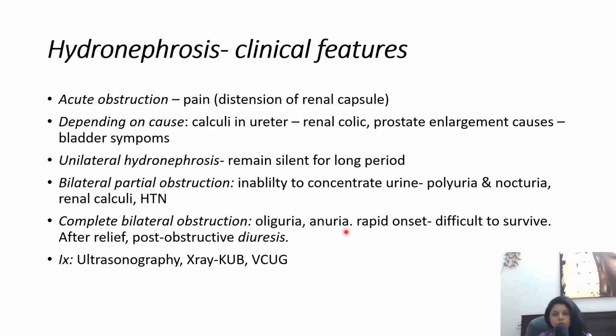Okay, it is rapid onset and difficult to survive also, because both the kidneys are shut down, there will be so much fluid accumulation in the body. Okay, so it is important to relieve the obstruction by diuresis. Okay, and what to investigate, I said as before, you will do a voiding or micturition cystourethrogram, and for x-ray you will do KUB.